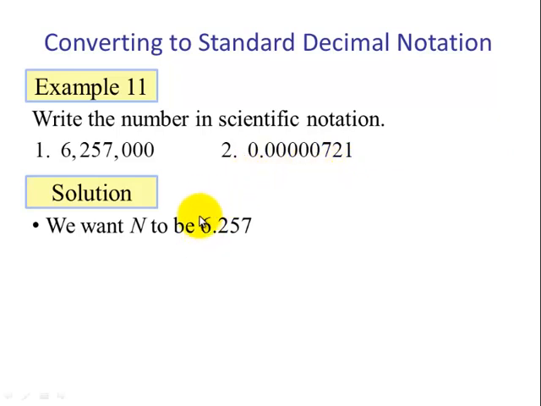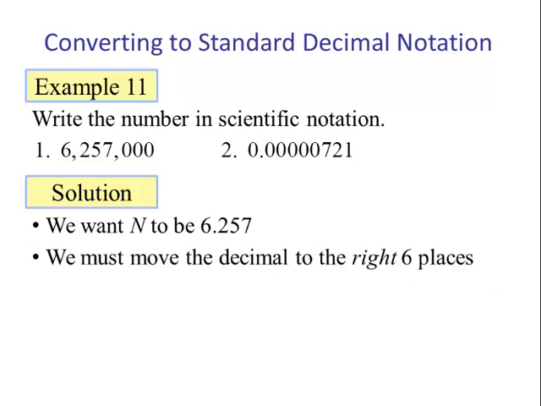Solution? We want n to be 6.257. This first value can be any number except for 0. The decimal place is here, and we want it to the right of 6. So we need to see how many decimal places we need to move the decimal point, and that number will be our power of 10. So we must move the decimal place 6 places to the right. So k is 6. So we have 6.257 times 10 to the 6.